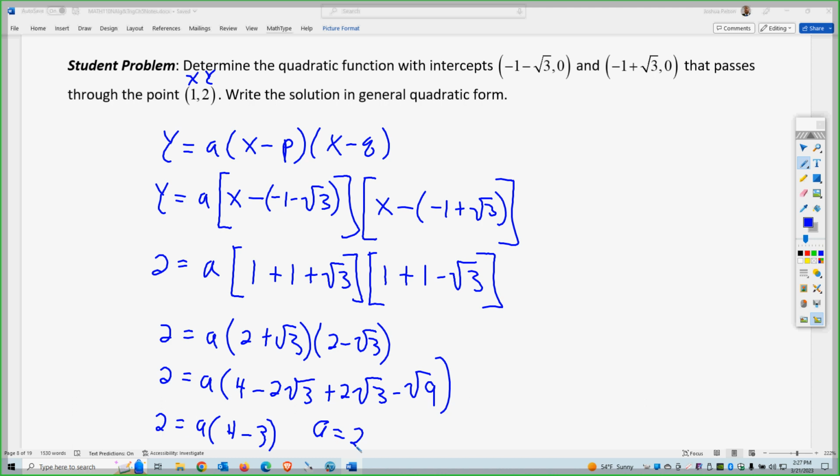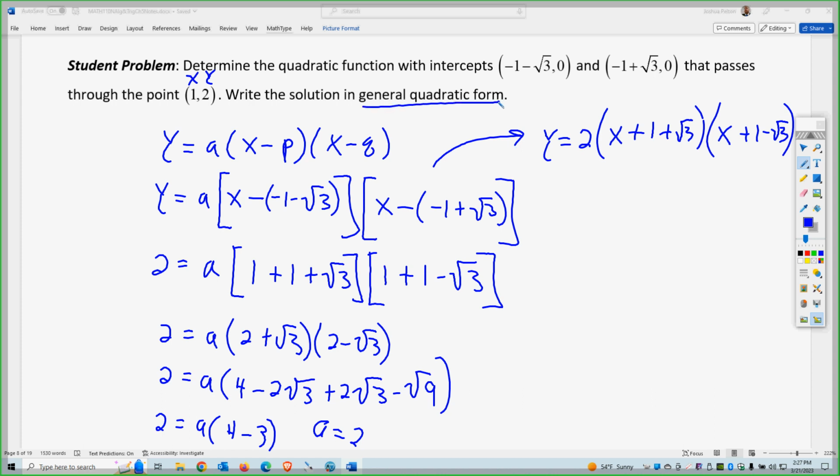Okay, so if I rewrite my equation now, y equals 2, and then we have our brackets here. So we have (x plus 1 plus root 3). Let me make that a better plus. And then (x plus 1 minus root 3). Okay, so I'm just taking my equation right from here, but now plugging in the a value. All right, so that is actually fine, except it's not in general quadratic form. So I have to do a little math here.